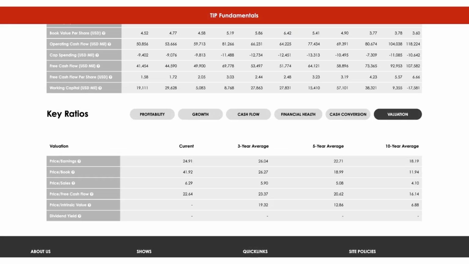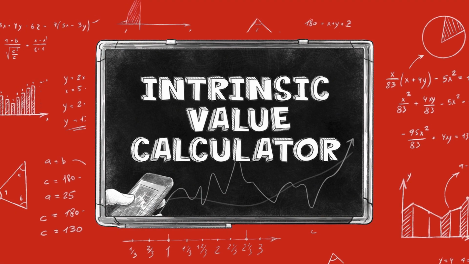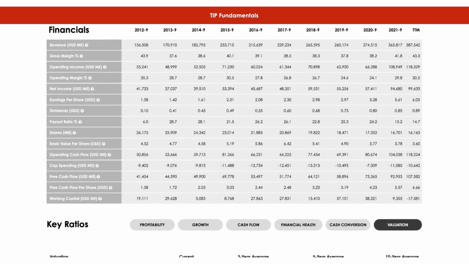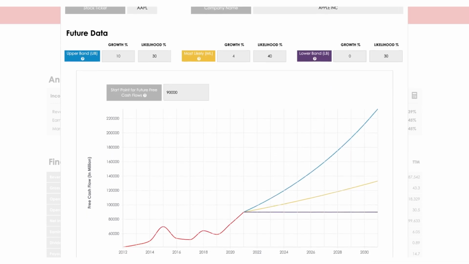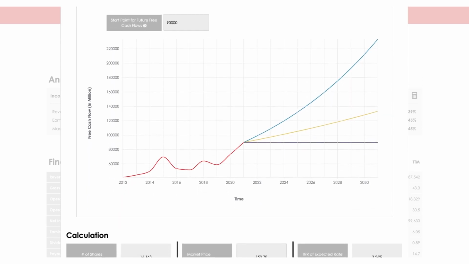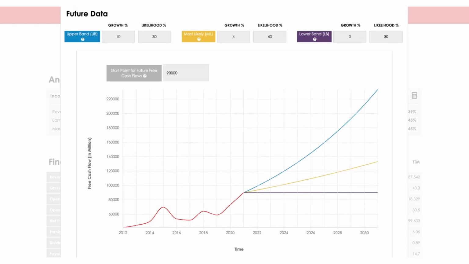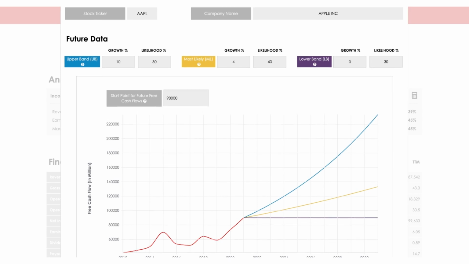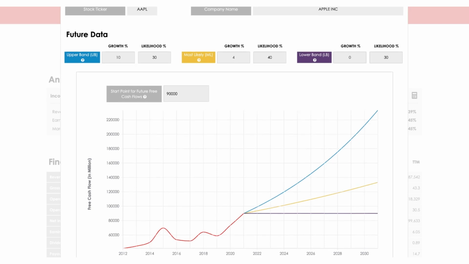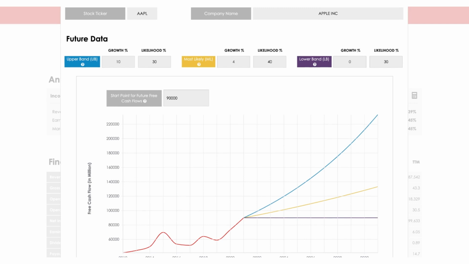Let's see if we can value things ourselves. To do this, let's scroll back up to the intrinsic value calculator. Here, based on the current market price and the number of shares outstanding, as well as our desired rate of return, we can use future growth to help discern our price target for Apple. At the top here, we can make growth predictions based on probabilities. At the upper bound, we'll want to note our most optimistic growth rate assumptions for free cash flows. Let's say 10% per year over the next decade with a 30% likelihood of this happening.